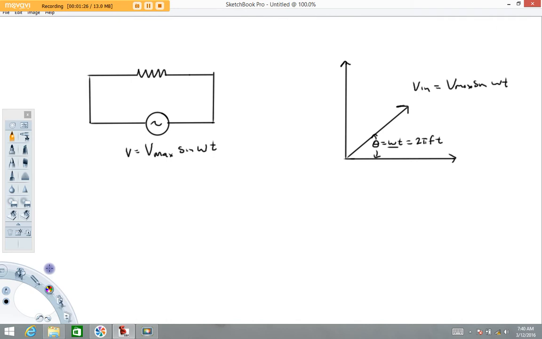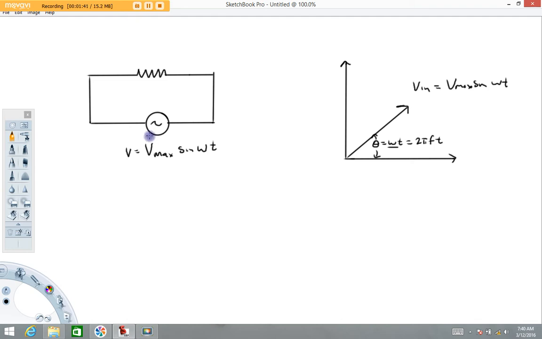Now, one of the things we need to understand how to do to analyze a circuit that has a whole bunch of things in it, like a capacitor, resistor, and an inductor all hooked to one source, is we have to understand the phasor diagrams for each one individually.